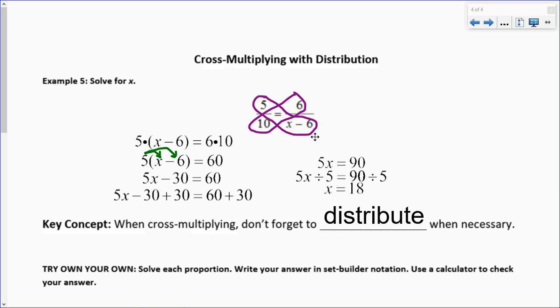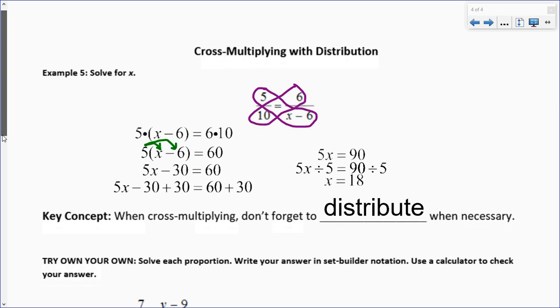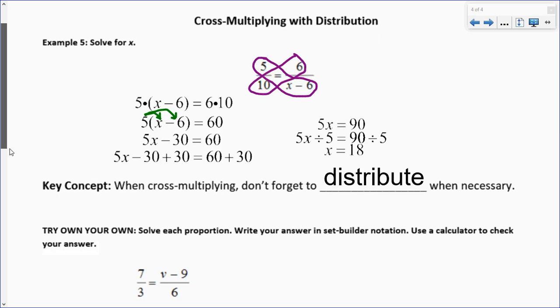And you can use cross multiplication even when you don't have a proportion set up, because you can always make something look like a proportion. Just put it over 1. So say we had 6 over x minus 6 equals 5. We could put 5 over 1 and then cross multiply. Okay? So that's a little bit easier than trying to deal with it not as a proportion. Okay?